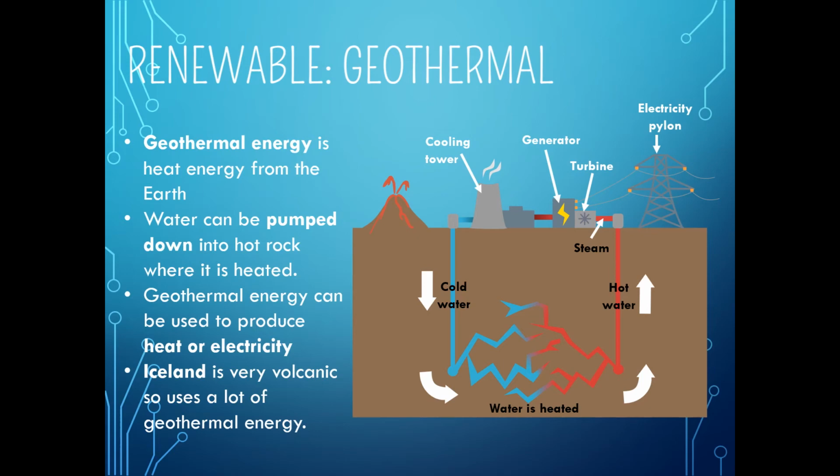Geothermal energy is heat energy from the earth. Water can be pumped down into hot rock where it is heated. Geothermal energy can be used to produce heat or electricity. Iceland is very volcanic, so it uses a lot of geothermal energy.